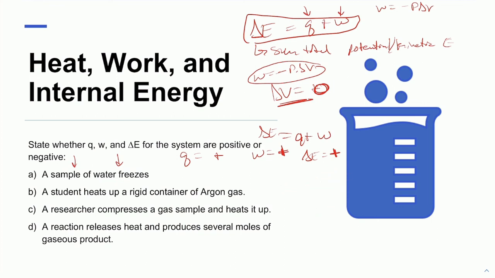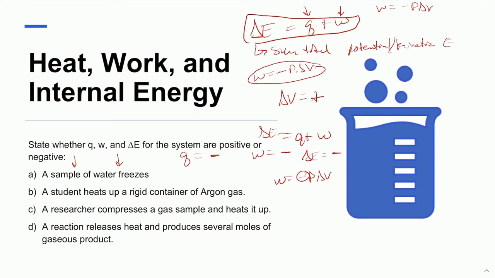All right, last one. A reaction releases heat. Okay, releases heat. That's going to be negative, right? We're releasing heat out of the system and produces several moles of gaseous product. Okay, when we produce moles of gaseous product, what that means is we've increased our volume. That's as if delta V was positive. When delta V is positive, remember, that means overall work is going to be negative. So that's going to be negative, and a negative plus a negative is going to be a negative. Okay, hope that makes sense.